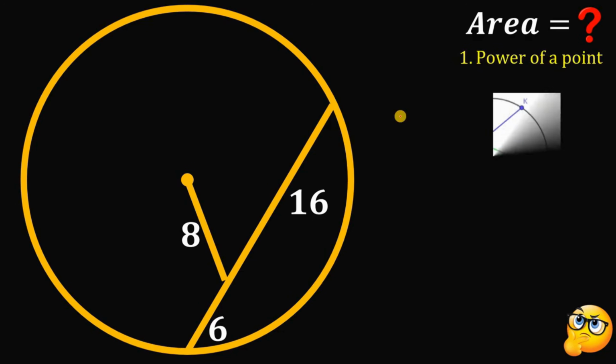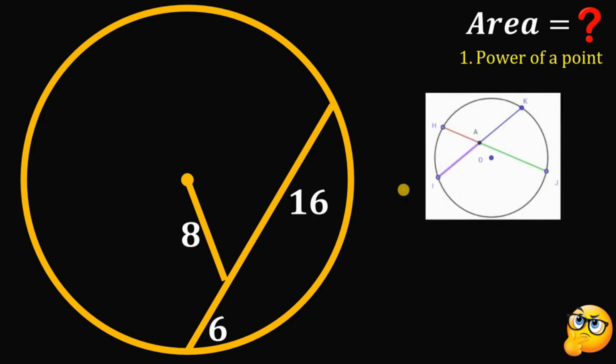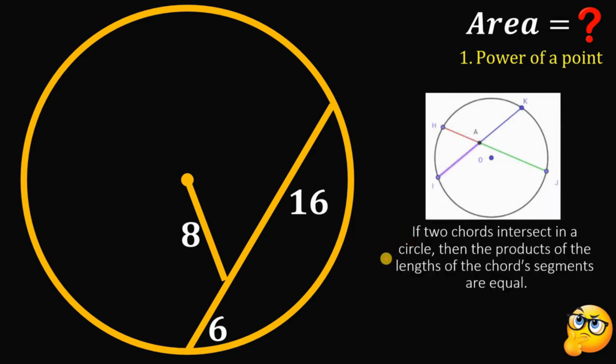Now, let's use the chord-chord power theorem, and this theorem says that if 2 chords intersect in a circle, then the products of the lengths of the chord segments are equal. So what we're going to do here is take a look at this segment, which measures 8 units, and extend this, and let's make this a diameter. Now, it is a diameter because it passes through the center of our circle.